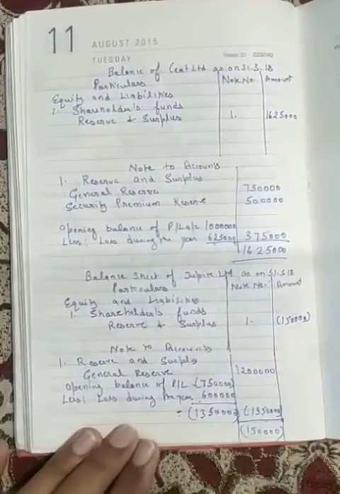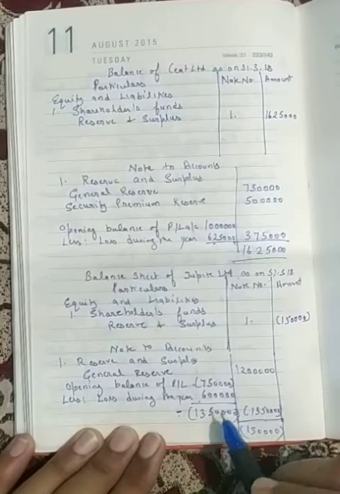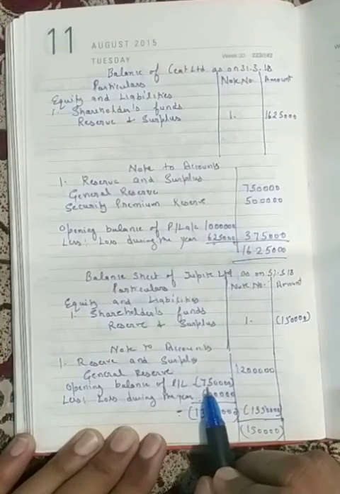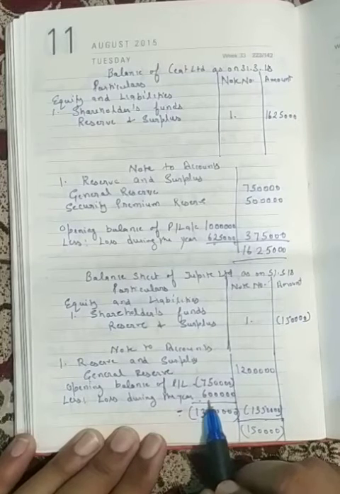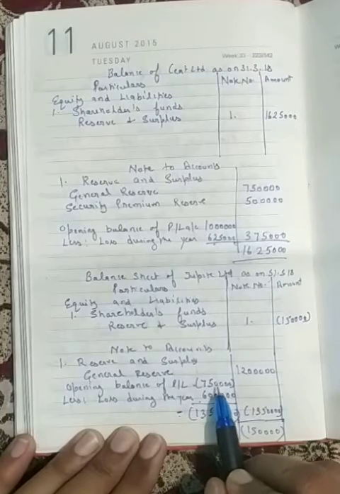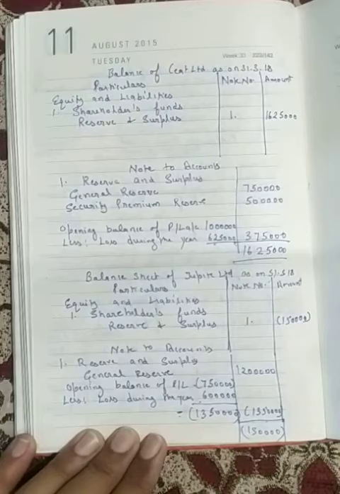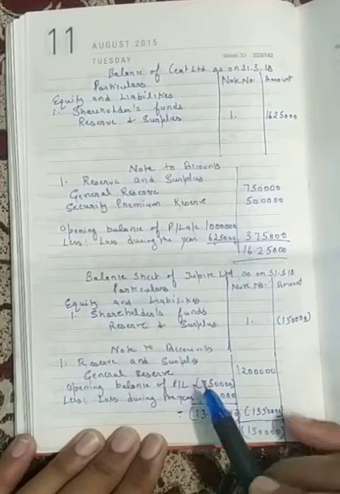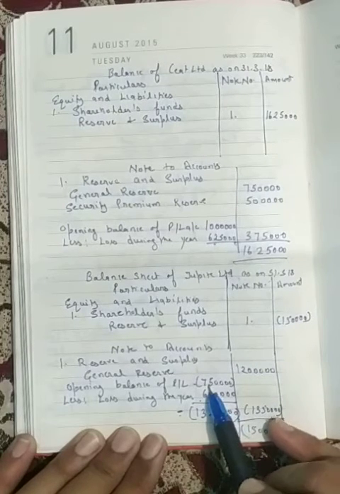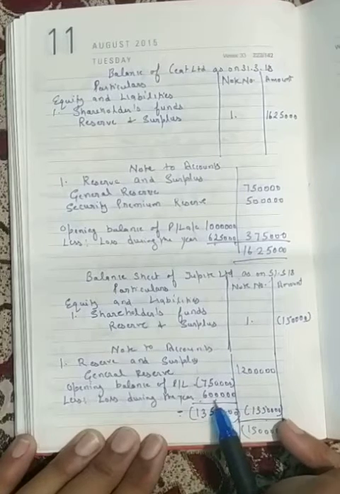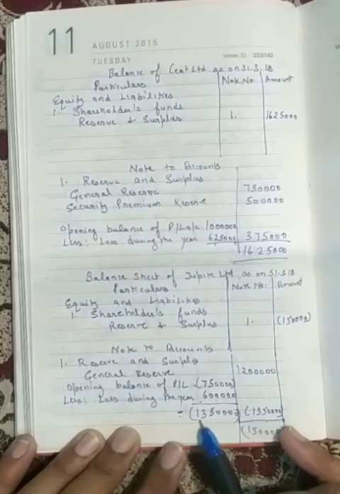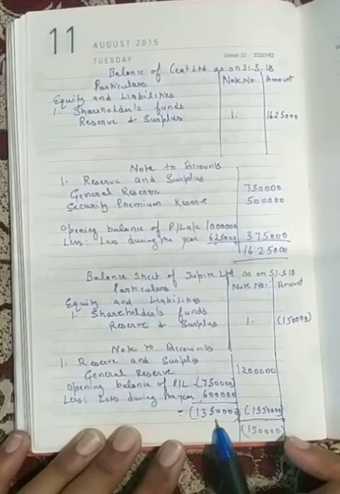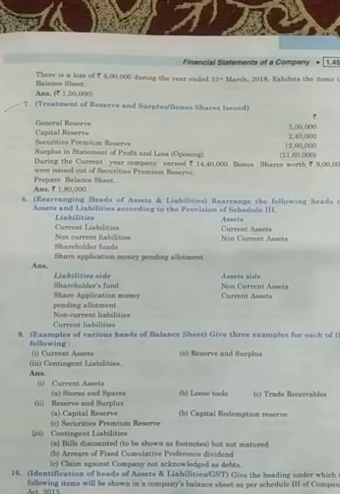Students, I hope you understand the calculation. This is a negative balance, and when you deduct something from a negative balance, your negative balance will increase. So minus 7,50,000 minus 6 lakh: 7,50,000 plus 6 lakh, you will get 13,50,000 in minus.